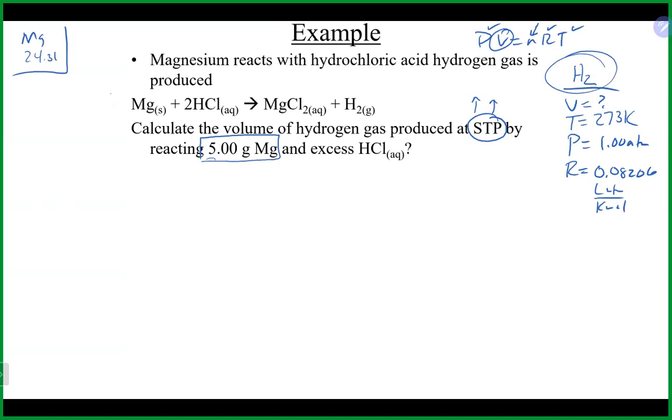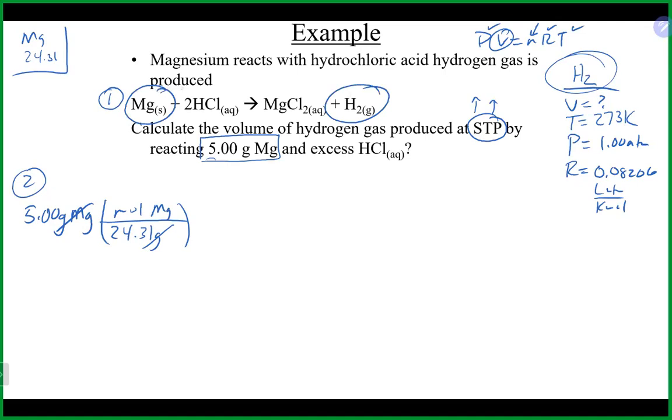So we'll start with the balanced equation, which we have. We then will convert to moles. We're going to take our 5 grams of magnesium and use the molar mass from the periodic table, which is 24.31 grams per mole of magnesium. This once again will convert us into moles of magnesium, which is what we need because we are interested here in hydrogen. So that's going to be the stoichiometry part that's going to allow us to do that. In this case, we have 1 mole of magnesium gives us 1 mole of hydrogen.